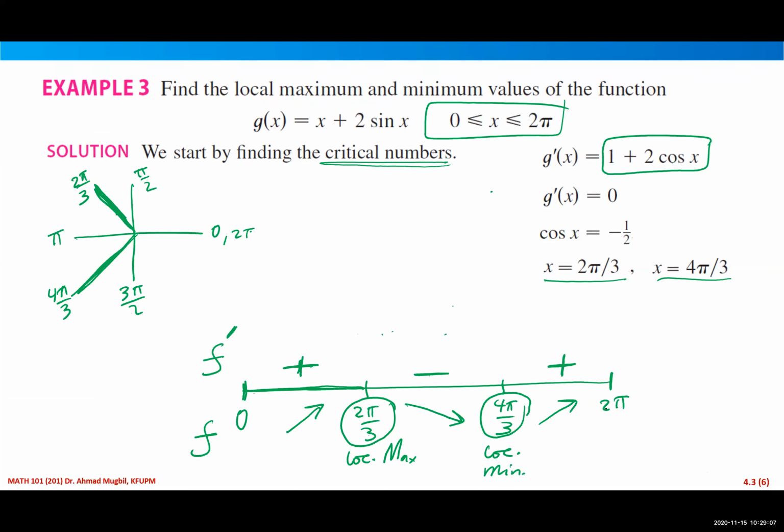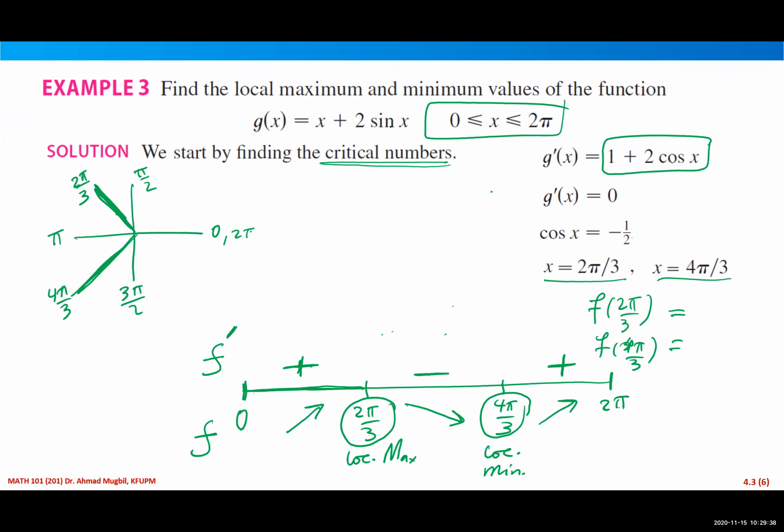If you want to find the absolute maximum or the absolute minimum, what do you need to do more? You need to find the value of the function at 2 pi and the value of the function at 0, and then compare. So you need to find the value of the function at 2 pi over 3, because he asked about the local maximum and minimum values, and then the value at 4 pi over 3. The values you will have here will be the local maximum and the local minimum. And you can compare them with the value of the function at 0 and 2 pi.